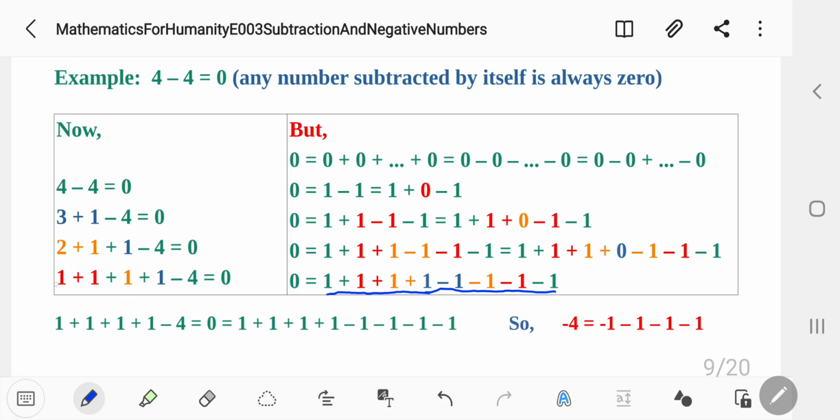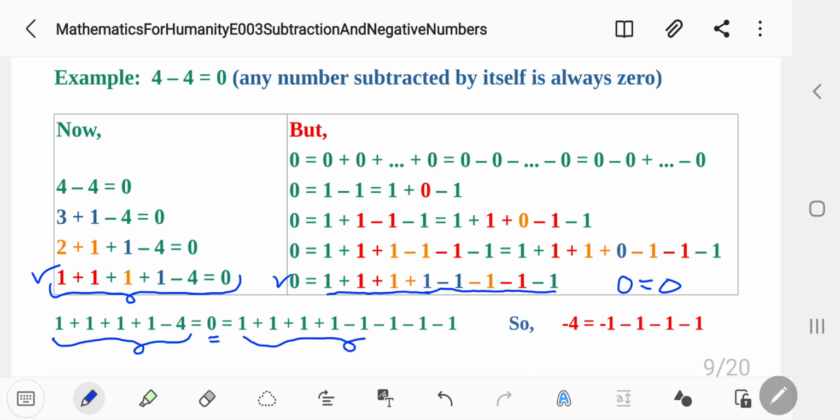Now here, you have this one and you have this one. 0 is equal to 0, right? So this expression here is equal to 0, and this one is also equal to 0. And you can see that 1 plus 1 plus 1 is appearing also here. 1 plus 1 plus 1 plus 1. And then you're left with this number, minus 4. This is equal to minus 4. Because this one is 1 plus 1 plus 1 plus 1 plus 1 minus 4 is equal to 0.